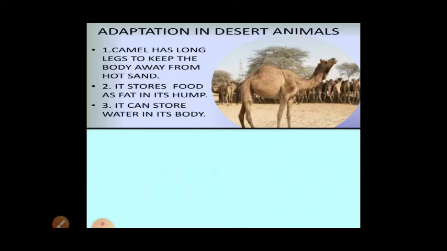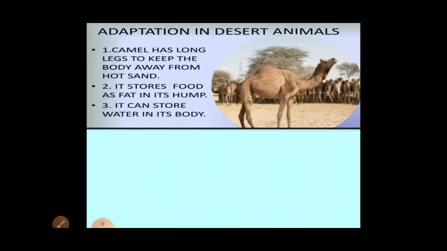Now, what kind of adaptation can we see in animals? We already know that the camel is known as the ship of the desert. The camel has long legs to keep the body away from the hot sun, so the height of the leg will be more. Then it stores food as fat in its hump. You might have observed one hump on the camel's back. It is not to store water, it stores fat which will give food.